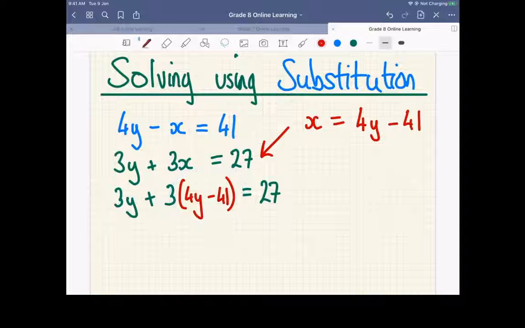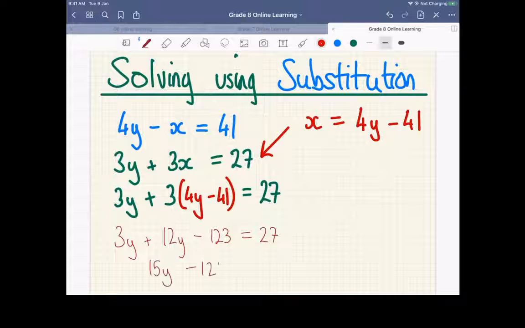Okay. So again, we're going to expand out the bracket, keep the 3y where it is. We get 12y minus 123. That's quite a large number, but that's okay. We combine the like terms, we get 15y minus 123 is 27. Add the 123 to both sides. If you don't like that, do it with the calculator. And then we can see that if 15y is 150, y is equal to 10.